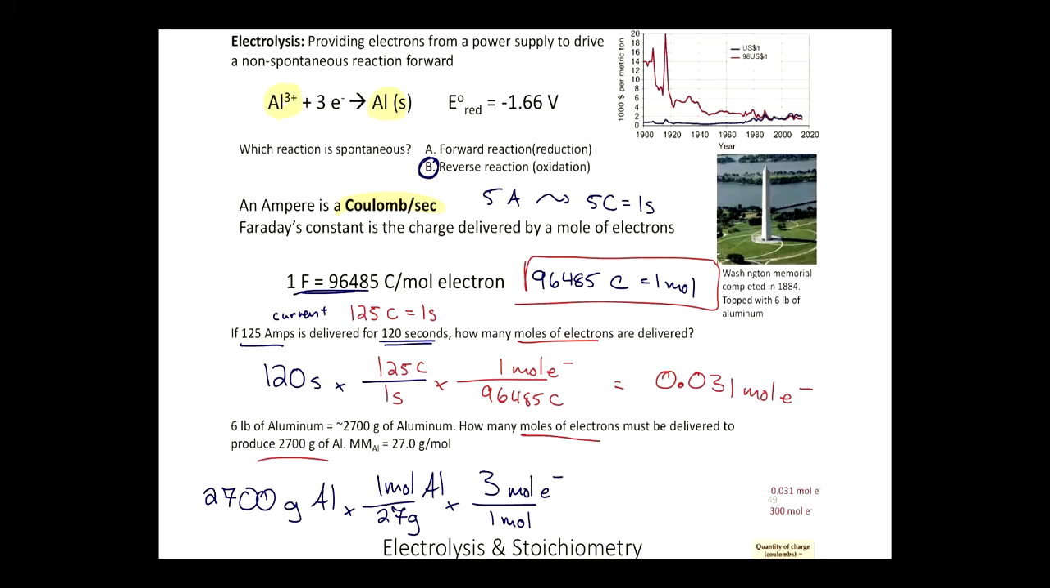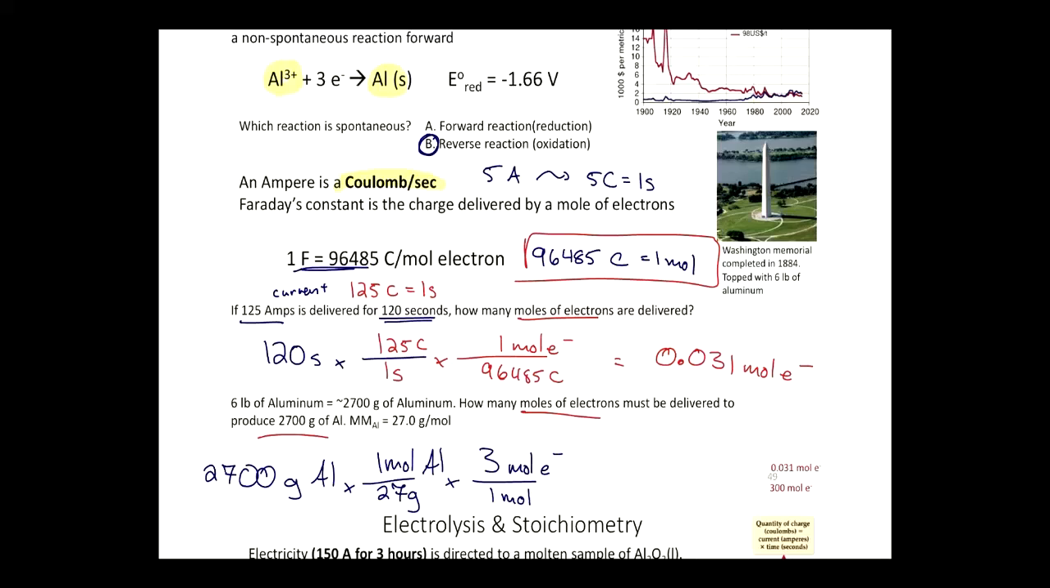Let's calculate how many seconds or hours it would require to deliver electrons to make this aluminum. So let's pretend we're running this at 125 amps. If we wanted to keep going, we could say, for every 1 mole of electrons, we have to deliver 96485 coulombs. If we were running this experiment at 125 amps, we could say 125 coulombs equals 1 second. And this would tell me the time it would take to make that much aluminum, if I gave you an amperage.